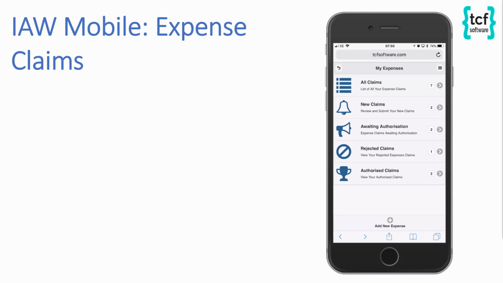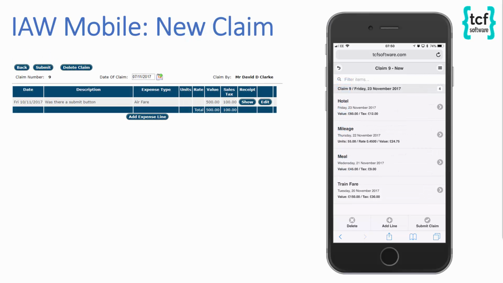So what I'm going to do is click on all claims, and we'll take a look at a couple. Okay, so this is what a new claim would look like, and over on the left you can see what it looks like on your existing web application. In terms of function, you've got everything you've got now. You can add a new expense line. So let's take a quick look.